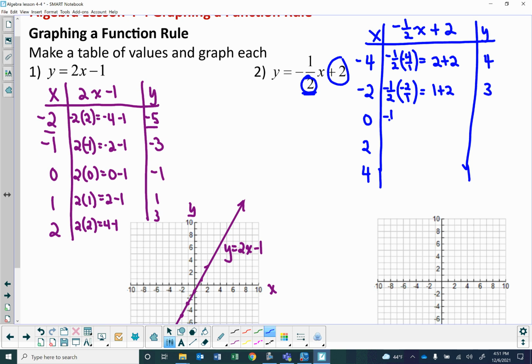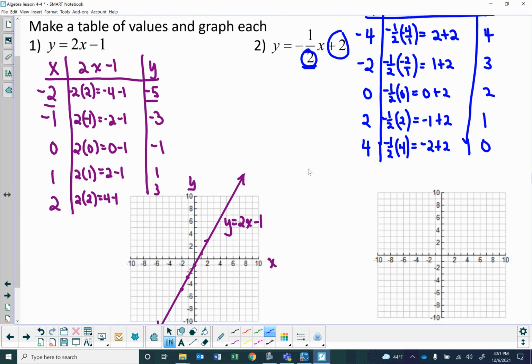Then I'm going to have negative 1/2 times 0. Anything times 0 is 0. 0 plus 2 is 2. Then I'm going to have negative 1/2 times 2. Half of 2 is 1, but negative of that is negative 1. So negative 1 plus 2 is 1. And then I'm going to have negative 1/2 of positive 4. Half of 4 is 2. Make that negative. It's negative 2 plus 2 is 0. Notice how all my answers ended up being whole numbers rather than fractions. I'm going to graph these points on my lovely set of x and y axes down here.